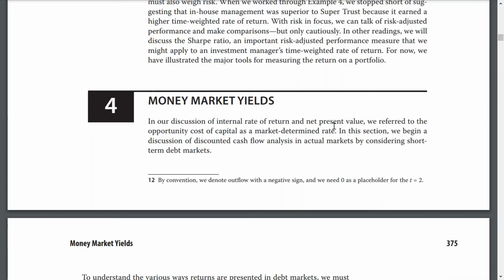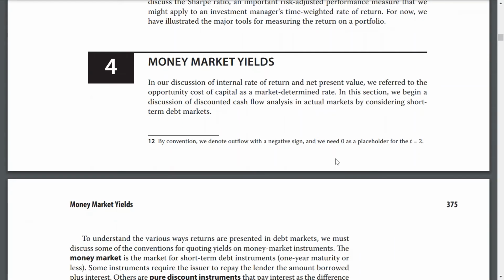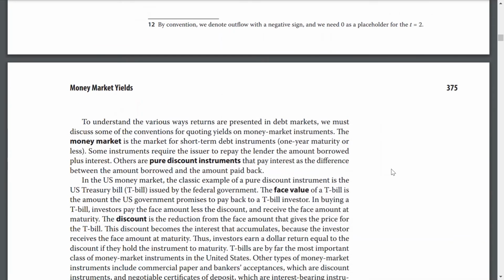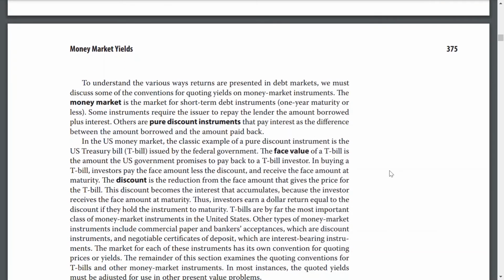CFA Level 1, Reading 7, Part 4, Money Market Yields. In our discussion of internal rates of return and net present value, we refer to the opportunity cost of capital as a market-determined rate. In this section, we begin a discussion of discounted cash flow analysis in actual markets by considering short-term debt markets. To understand the various ways returns are presented in debt markets, we must discuss some of the conventions for quoting yields on money market instruments.